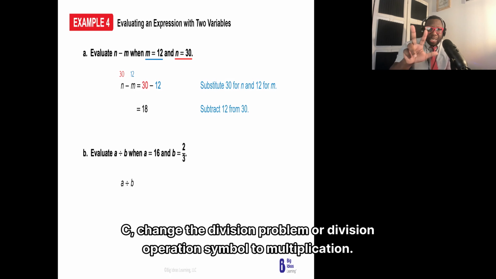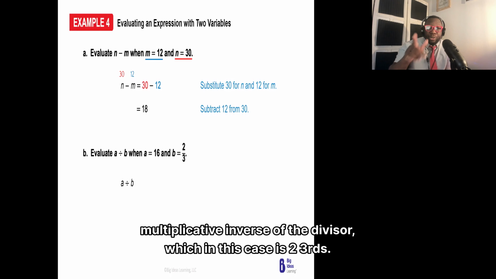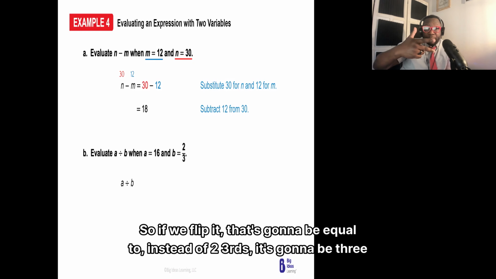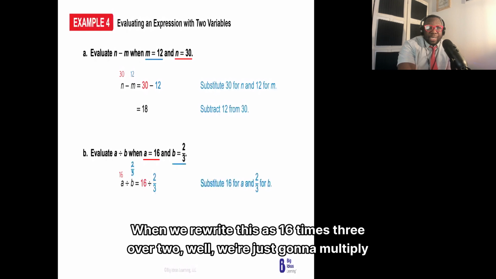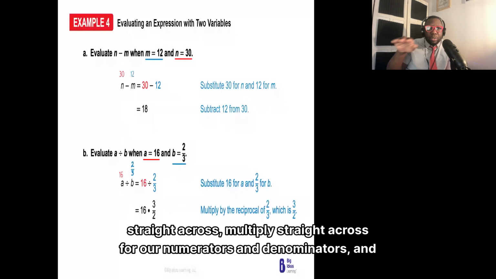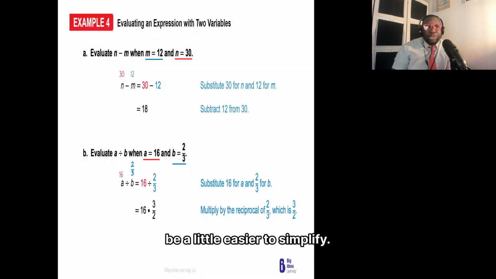C, change the division operation symbol to multiplication. And then last but not least, we're going to flip, or find the reciprocal or multiplicative inverse, of the divisor, which in this case is 2/3. So if we flip it, instead of 2/3, it's going to be 3/2. And now, when we rewrite this as 16 times 3/2, we're just going to multiply straight across for our numerators and denominators. And if we have a numerator and denominator, that's just division still. And it should be a little easier to simplify.